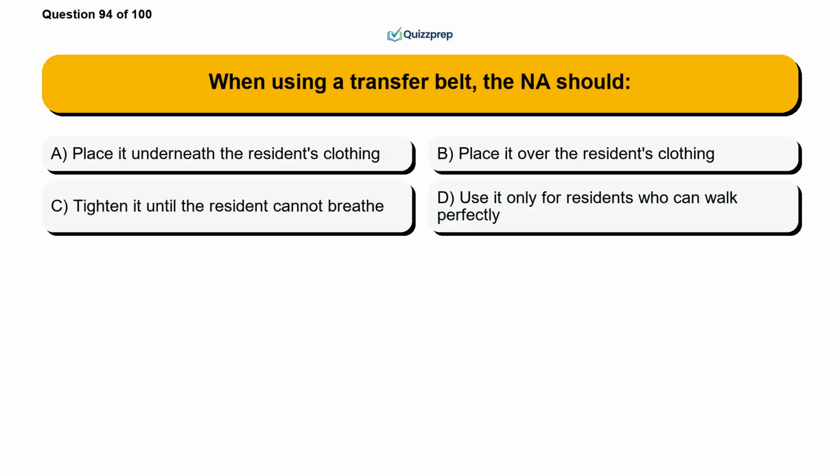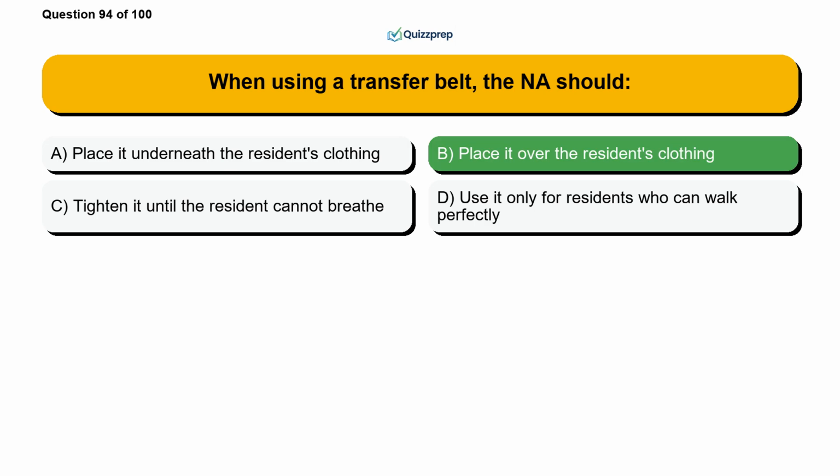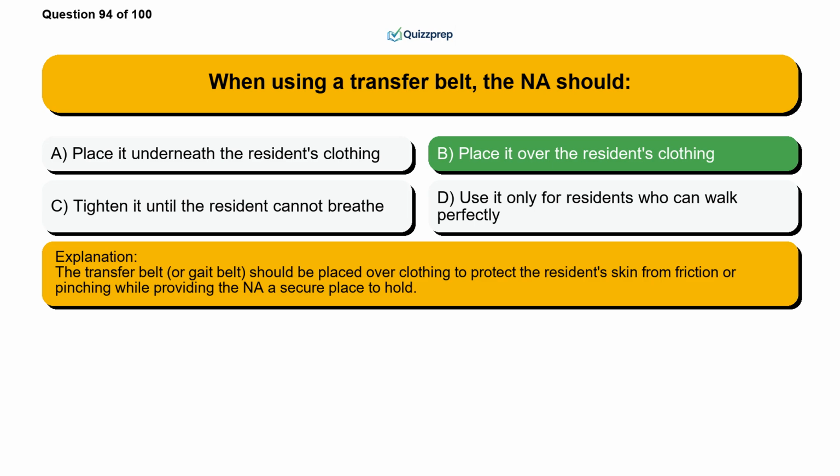Question 94. When using a transfer belt, the NA should: Option A, place it underneath the resident's clothing. Option B, place it over the resident's clothing. Option C, tighten it until the resident cannot breathe. Option D, use it only for residents who can walk perfectly. The correct answer is option B, place it over the resident's clothing. The transfer belt, or gait belt, should be placed over clothing to protect the resident's skin from friction or pinching while providing the NA a secure place to hold.